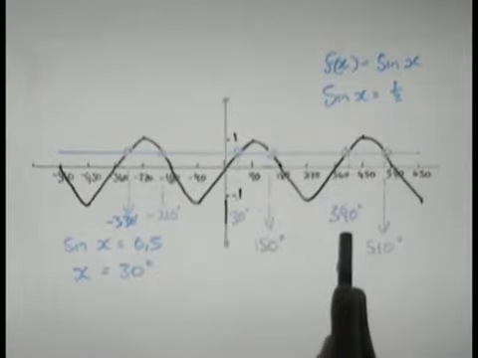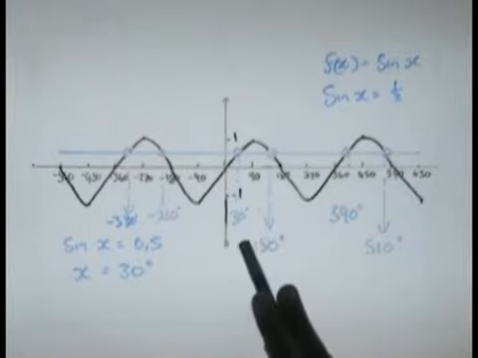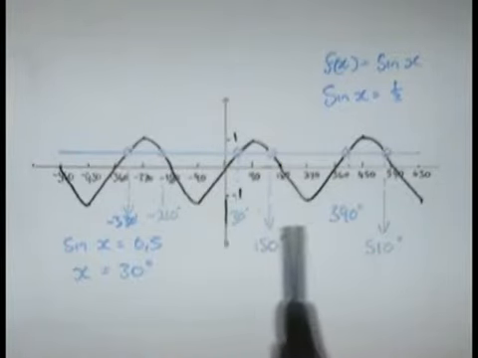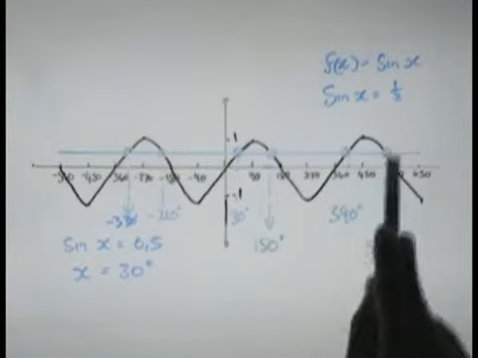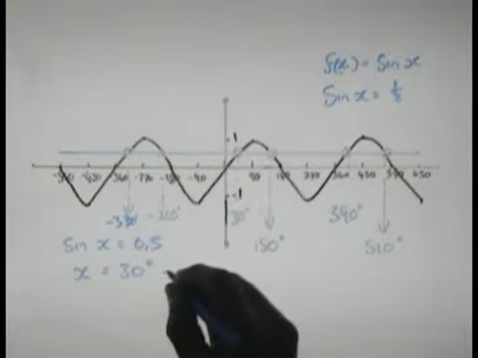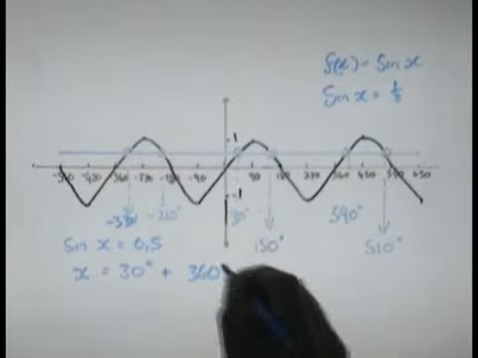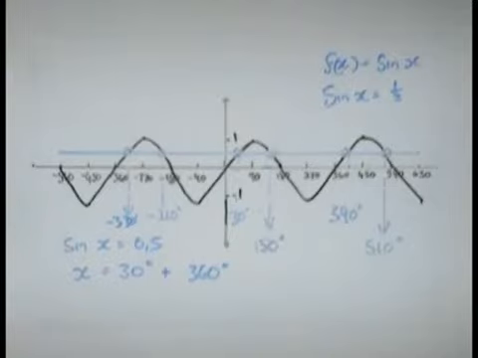What's the relationship between 30 and 390? Isn't there a difference of 360 degrees? Because the sine graph repeats itself every 360 degrees. So to get to 390, I could say plus 360 degrees. But I could also go negative. I could also go negative 360 to give me negative 330.